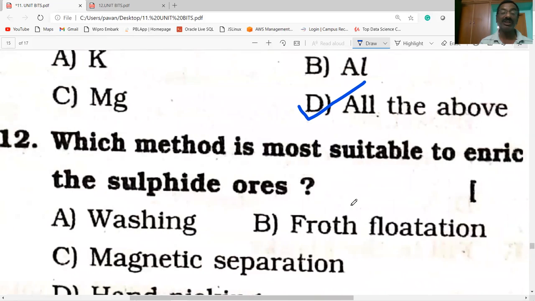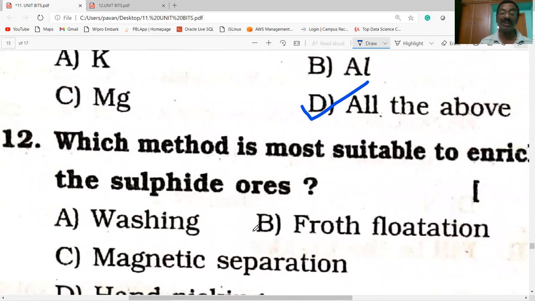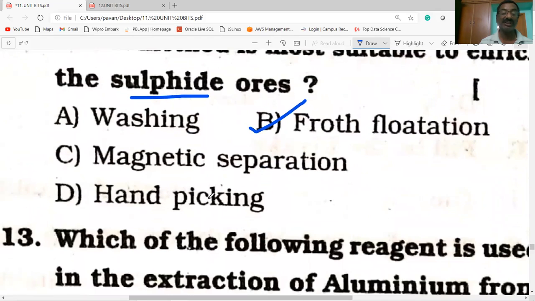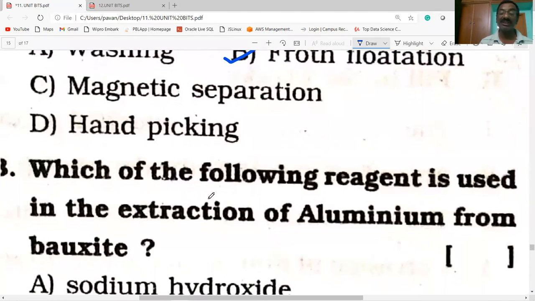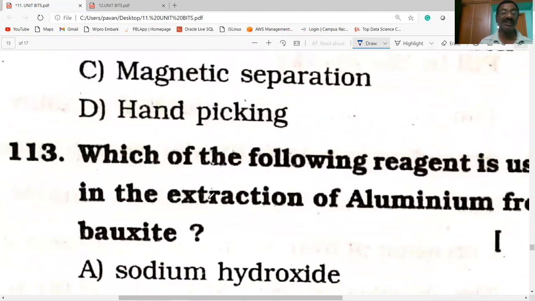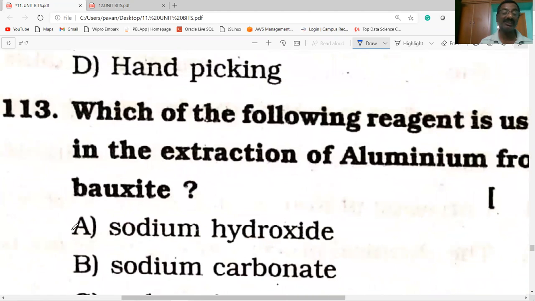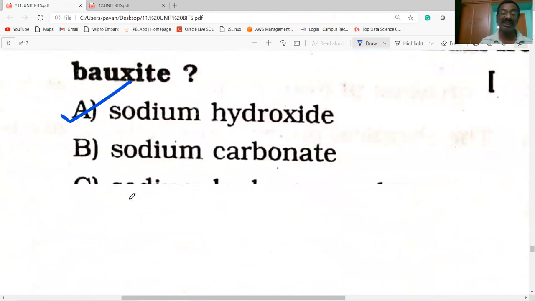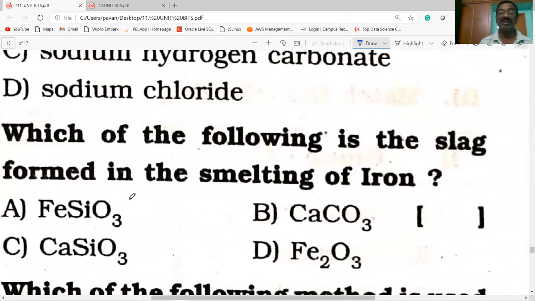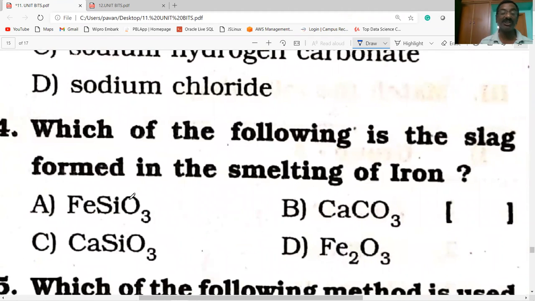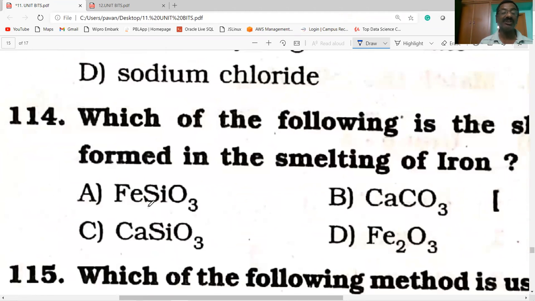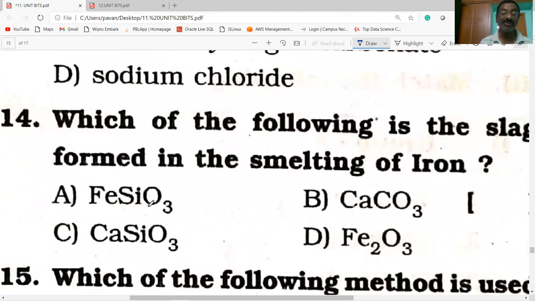Method most suitable to enrich the sulfide ore. Sulfide ore antane emi froth flotation. Sulfide ore froth flotation. Reagent is used in the extraction of aluminium from bauxite. Bauxite nundi aluminium sangrahanamlo upayoginche reagent sodium hydroxide. Which of the following is the slag formed in the smelting process? Smelting process lo slag edi annadu?